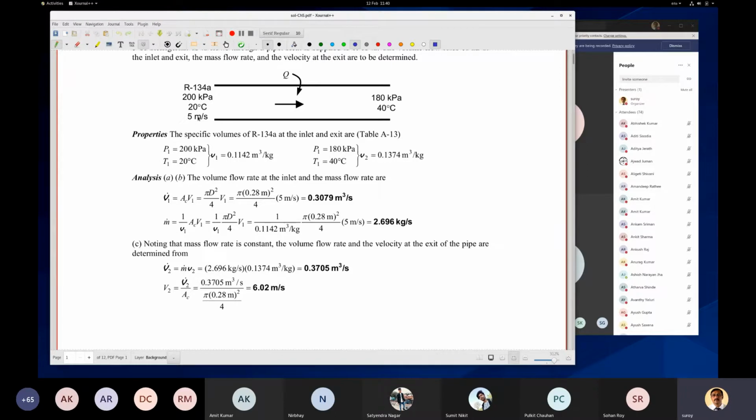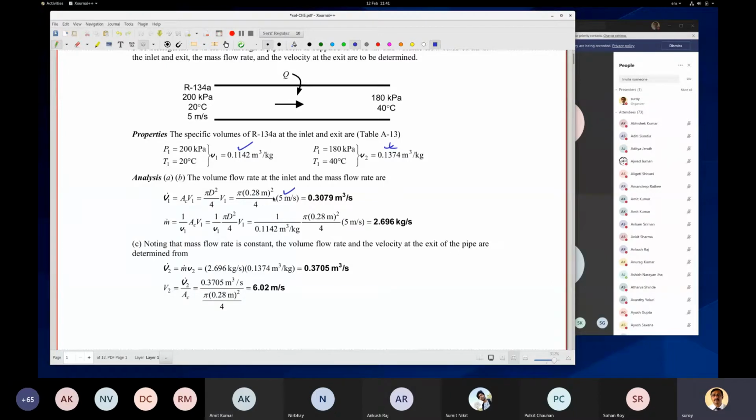The speed is given. So once the speed is given, and if you know the specific volume for this condition, 200 kilopascal and 20 degrees centigrade, that is the specific volume. And at 180 kilopascal and 40 degrees centigrade, this is the specific volume. So the specific volumes are known here.